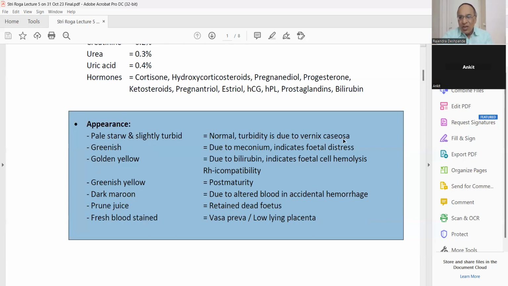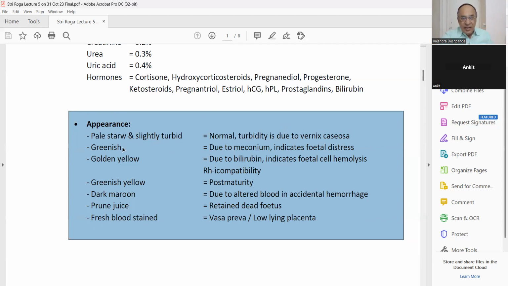Vernix Caseosa. You repeat it 100 times. This is very important. Vernix Caseosa. In the oral exam, 100% these questions will be asked. What is Vernix Caseosa? Turbidity is because of the Vernix Caseosa. I am going to explain what Vernix Caseosa is. It is related with the baby's skin.